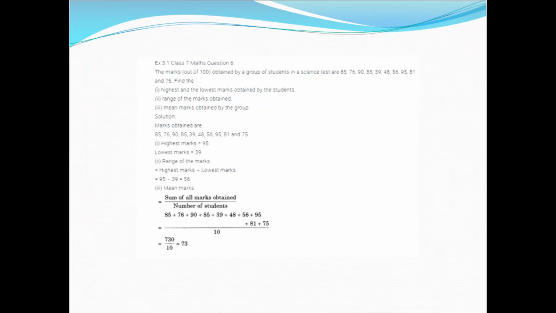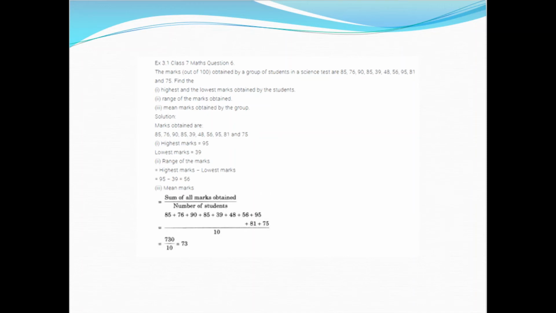Moving to question number 6. The marks out of 100 obtained by a group of students in the science test are 85, 76, 90, 85, 39, 48, 56, 95, 81, 75. Find the highest and the lowest marks obtained by the students. The highest is 95 and the lowest is 39 from the given data. Then in the second part we have to find the range of the marks obtained. Range is again highest marks minus lowest marks, that is 95 minus 39 equal to 56.